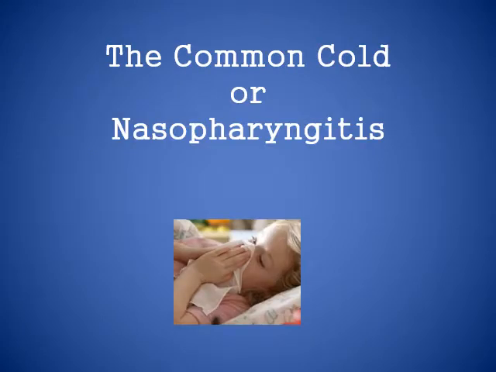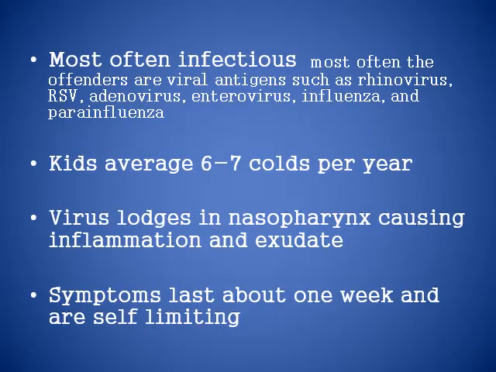So the common cold, or nasopharyngitis, is what we call it. Most infections are often caused by viral antigens, such as rhinovirus, RSV, adenovirus, enterovirus, the flu. Kids can, on average, get 6 to 7 colds per year. Viruses lodge in the back of the throat, causing inflammation and exudate formation, causing the airway to swell a little bit. Symptoms last about a week and are self-limiting.